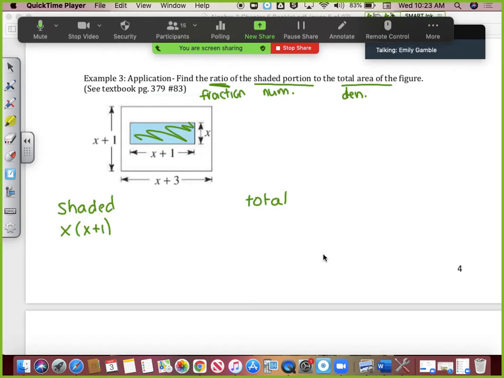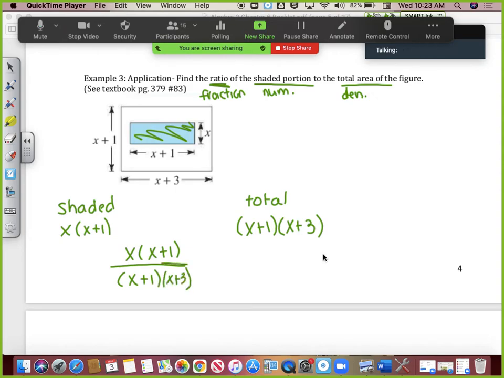And then the total area would be what times what? Perfect. X plus 1 times x plus 3. Now they say find the ratio of the shaded portion to the total area. That means the shaded portion will be on the top and the total area will be on the bottom.